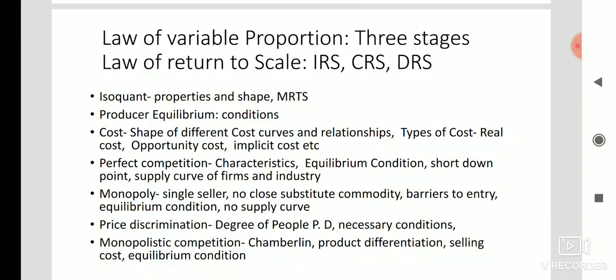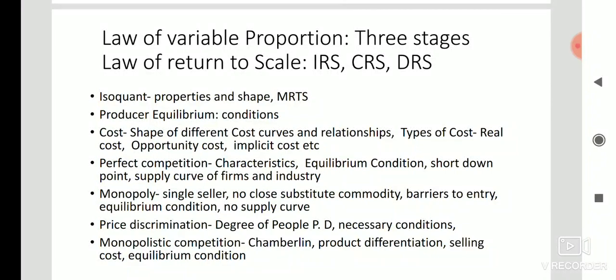And in the third stage, in the negative return, total product diminishes or falls, and marginal product becomes negative, and average product diminishes but remains positive. So if we remember these 3 stages, then we can answer any question that comes from the law of variable proportion. Then the law of return to scale.